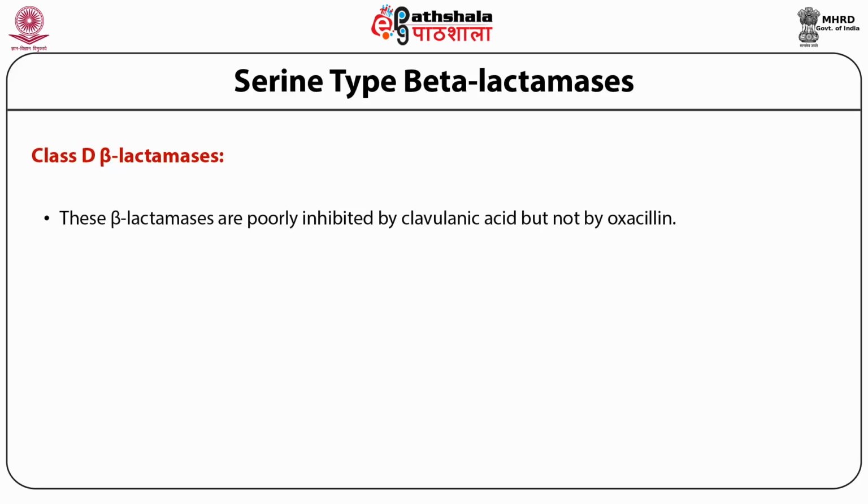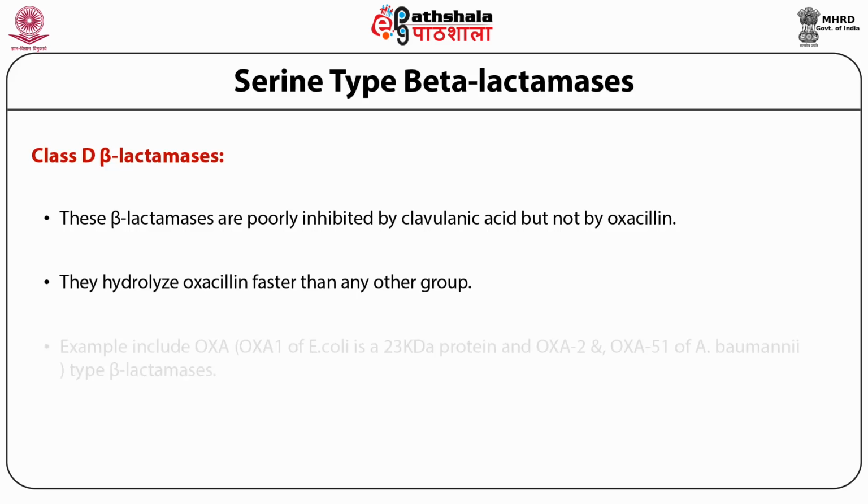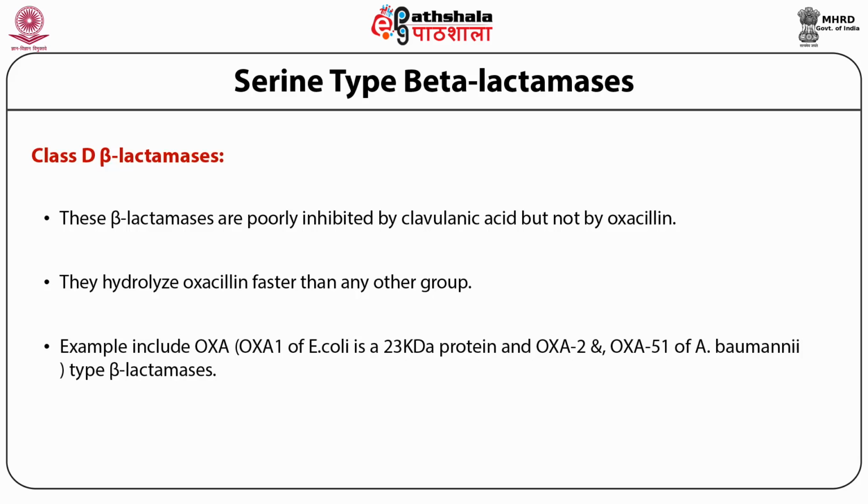These beta-lactamases are poorly inhibited by clavulanic acid, but not by oxacillin. They hydrolyze oxacillin faster than any other group of beta-lactamases, and they include OXA beta-lactamases such as OXA-1 of E. coli.